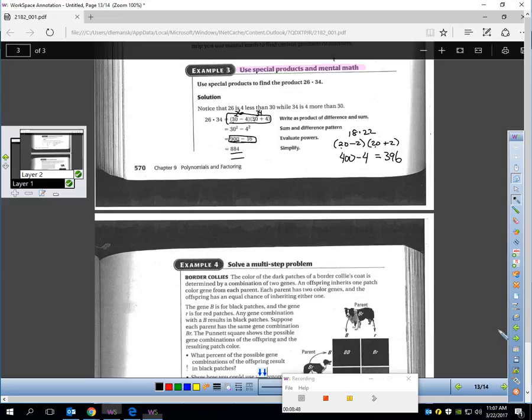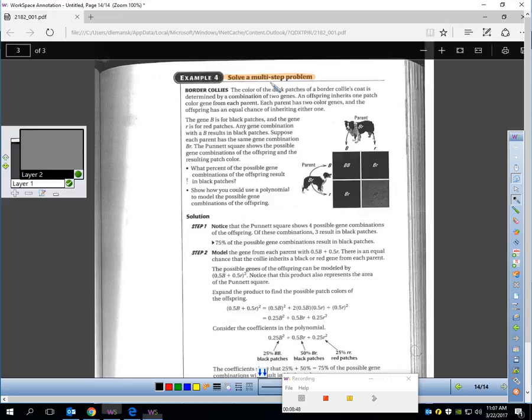To wrap things up, solving multi-step problems. The color of the dark patches of a border collie's coat is determined by a combination of two genes. You do these in biology. An offspring inherits one patch color gene from each parent. Each parent has two color genes, and the offspring has an equal chance of inheriting either one.